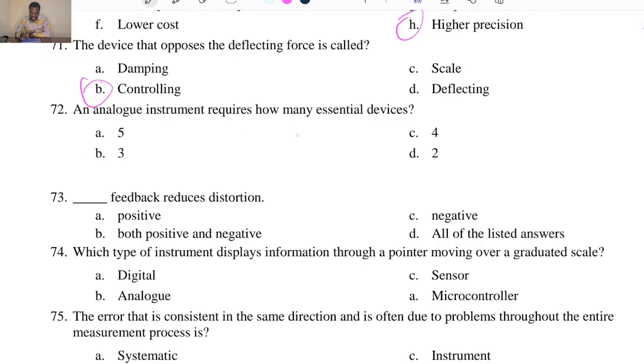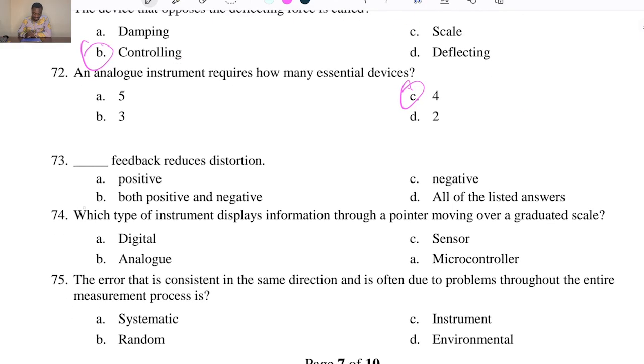An analog instrument requires how many essential devices? We have 4, right? Because we have the deflecting or operating device, the controlling device, the damping device, and then the scale. So there are 4.